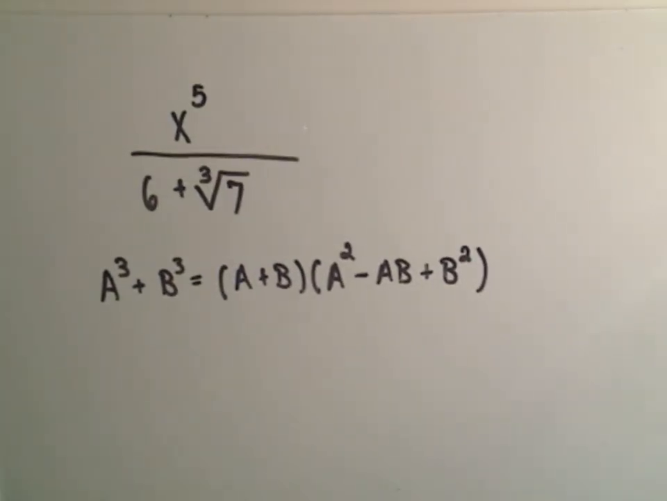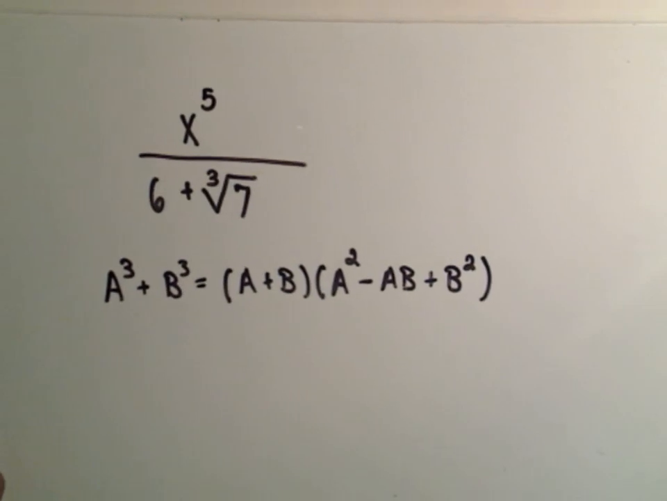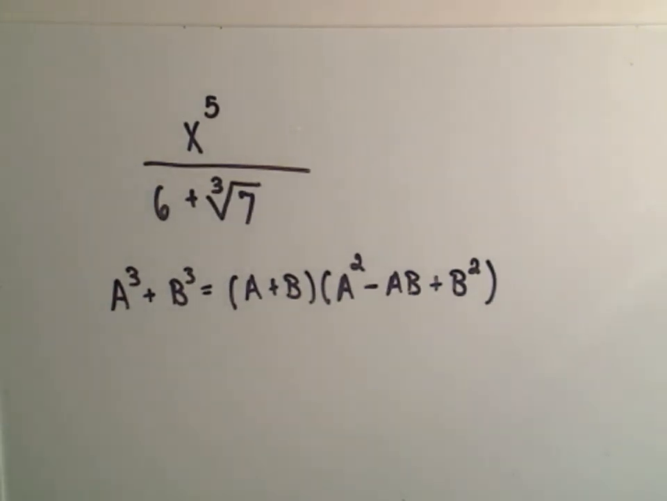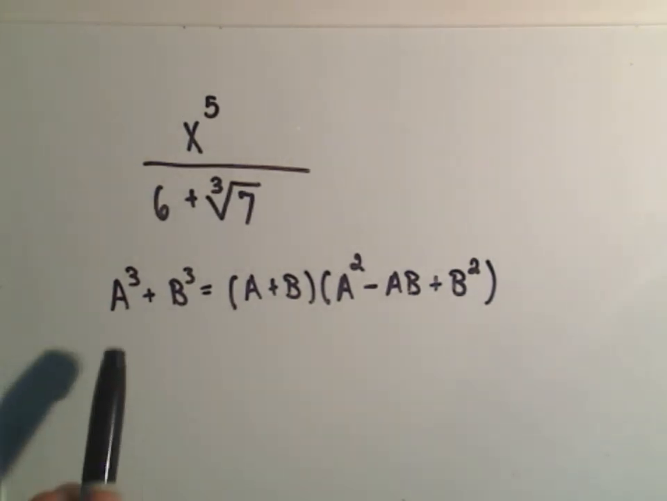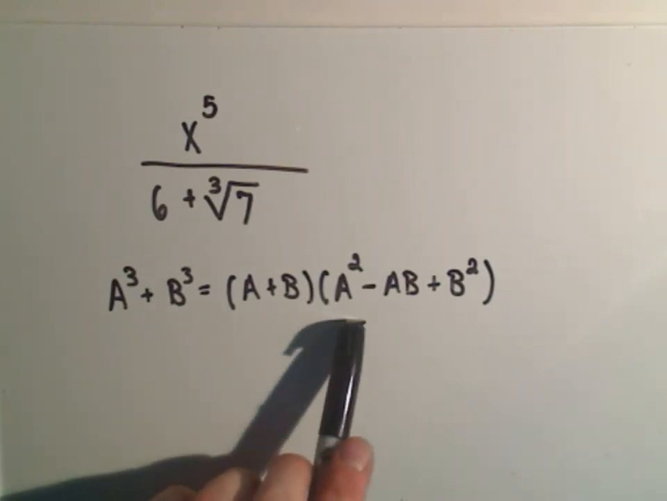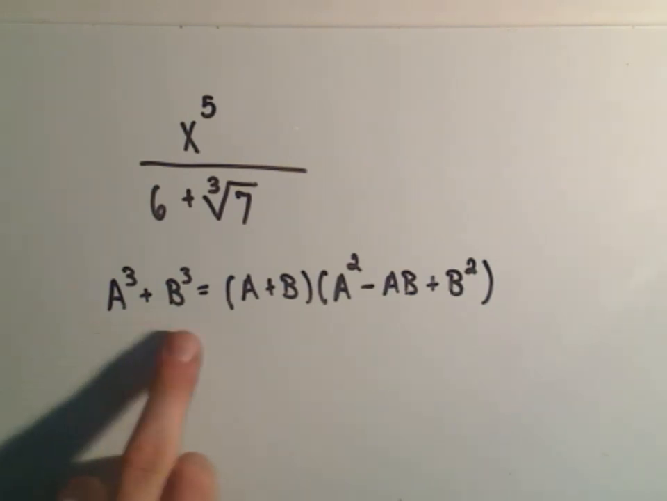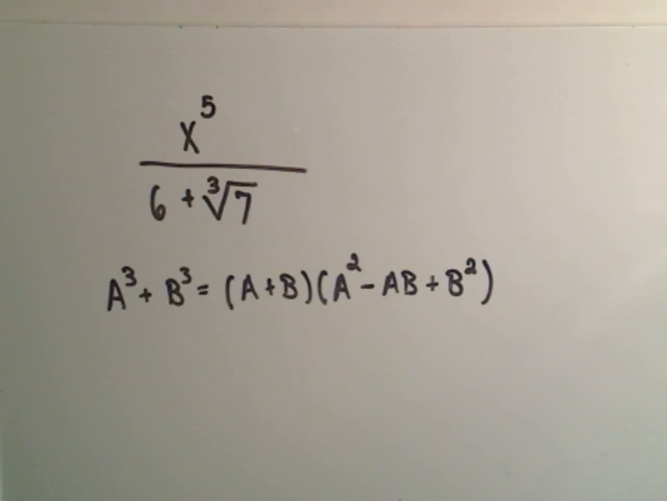Suppose we have x to the fifth over 6 plus the cube root of 7. What we're going to do in this problem is make use of the formula a cubed plus b cubed equals a plus b times a squared minus ab plus b squared. This is known as the sum of perfect cubes formula. And the idea is, if I can cube cube roots, I'll basically get rid of them.